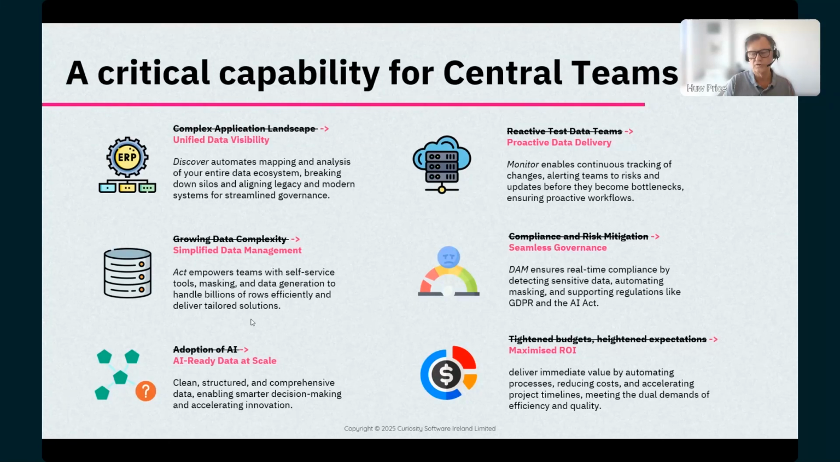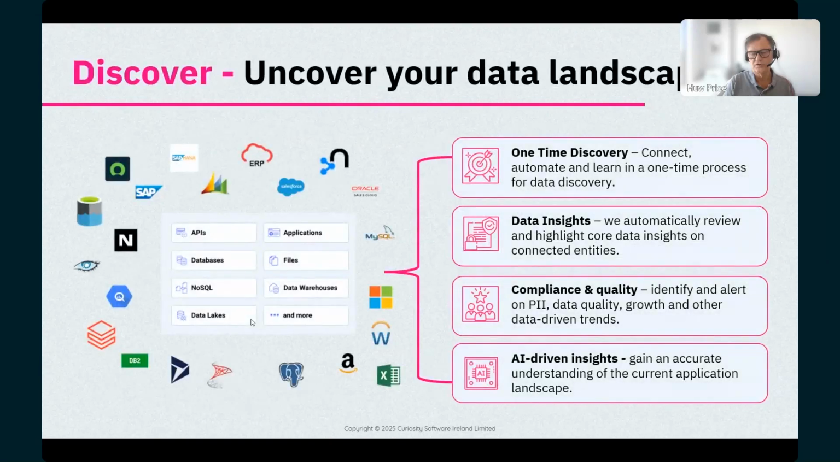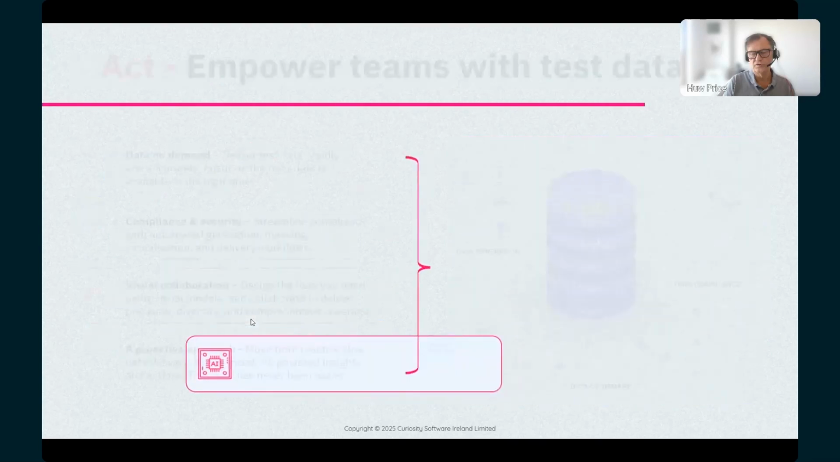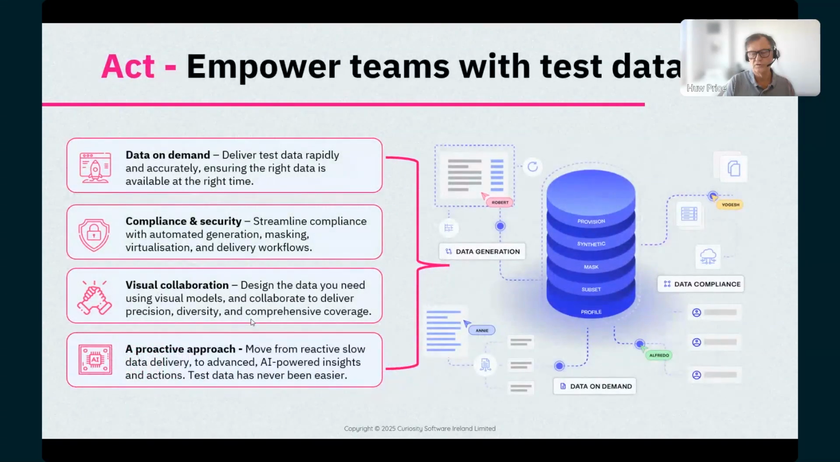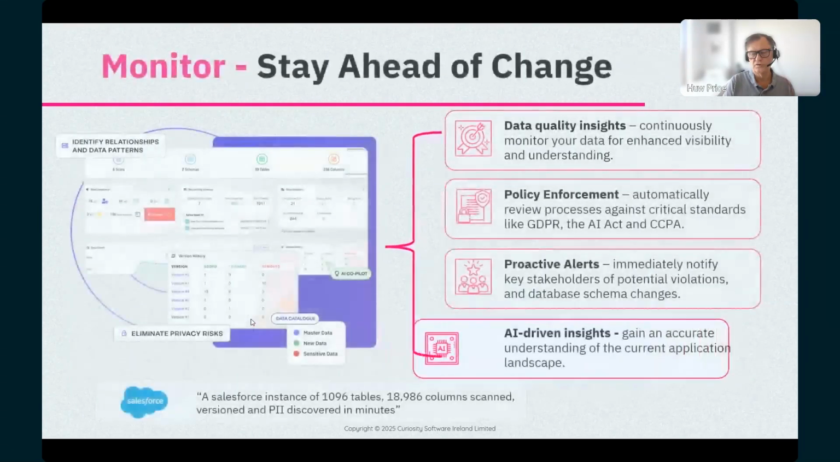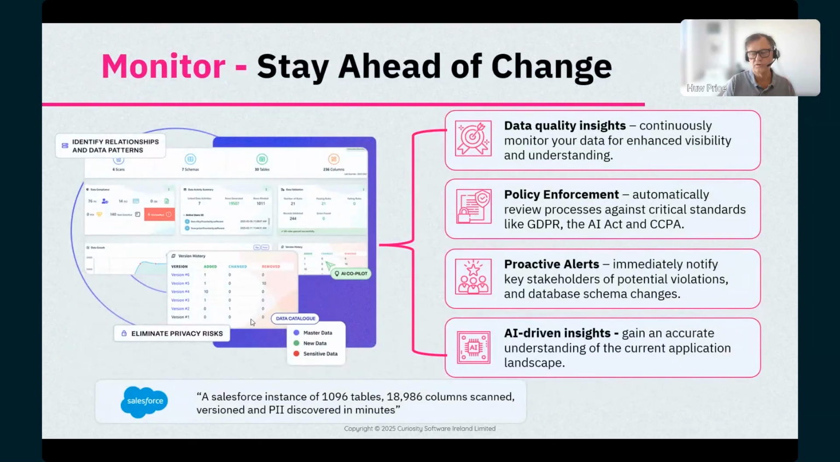Okay, and I think we've talked about AI quite a lot. These slides here pretty much cover what I've just said, so I've kept them in because you may want to use them inside your organization. So monitoring: staying ahead of change, proactive alerts, policy enforcement, data quality insights, continually looking to see if there are joins that we can detect, then going off and validating that data.